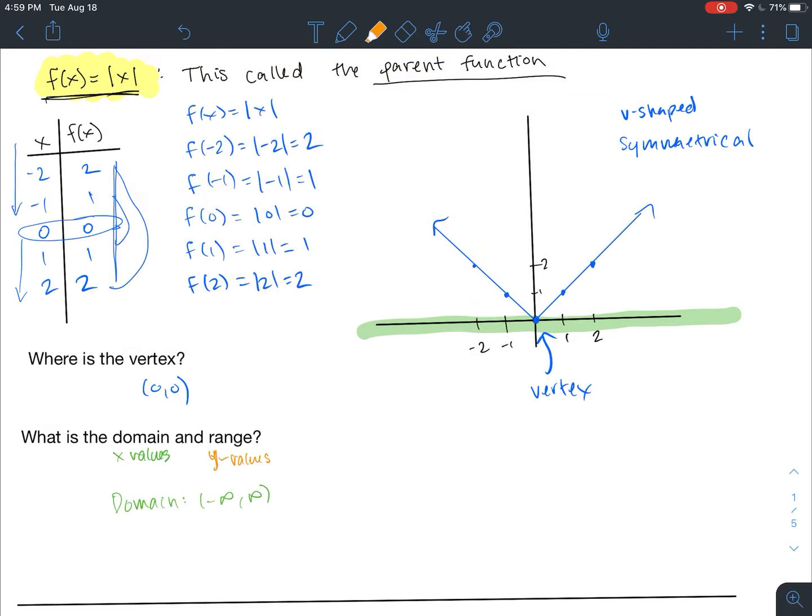But our y value right here, you can see that our graph never goes below this line right here. Never goes below the x-axis. We don't have any negative y values. So our range starts at 0 and then just goes up to infinity. Starting from 0 and we'll go up that way.